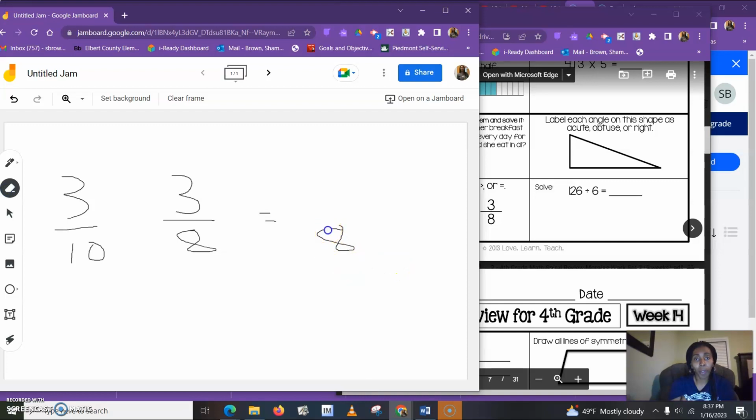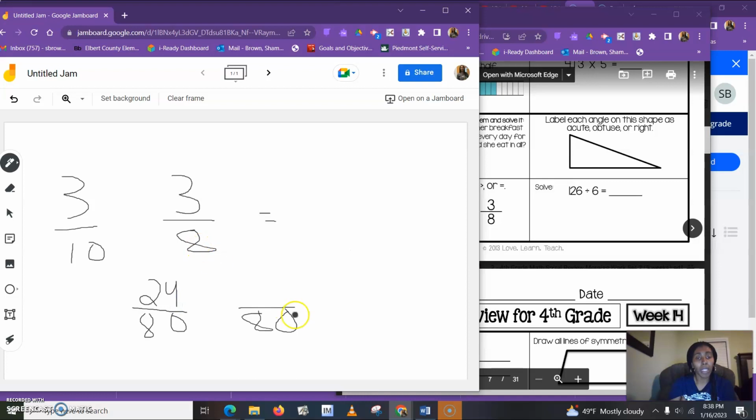So let me show you. So 80, something over 80, and something over 80. So in order for me to get from 10 to 80, I would multiply by 8. So that means whatever I do to the bottom, I have to also do it to the top. So if I multiply 10 by 8 to get 80, I have to multiply 3 times 8 as well. And that will give me 24.